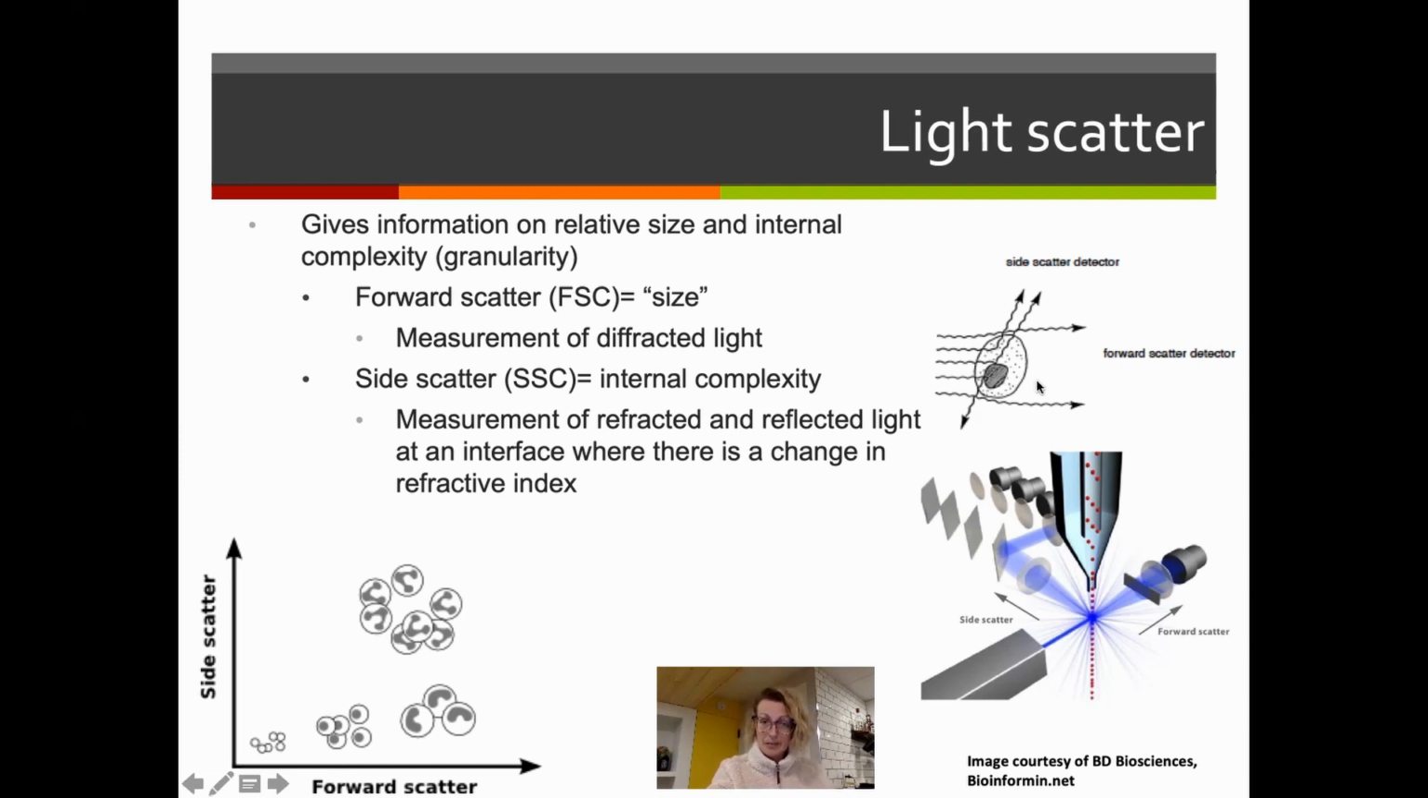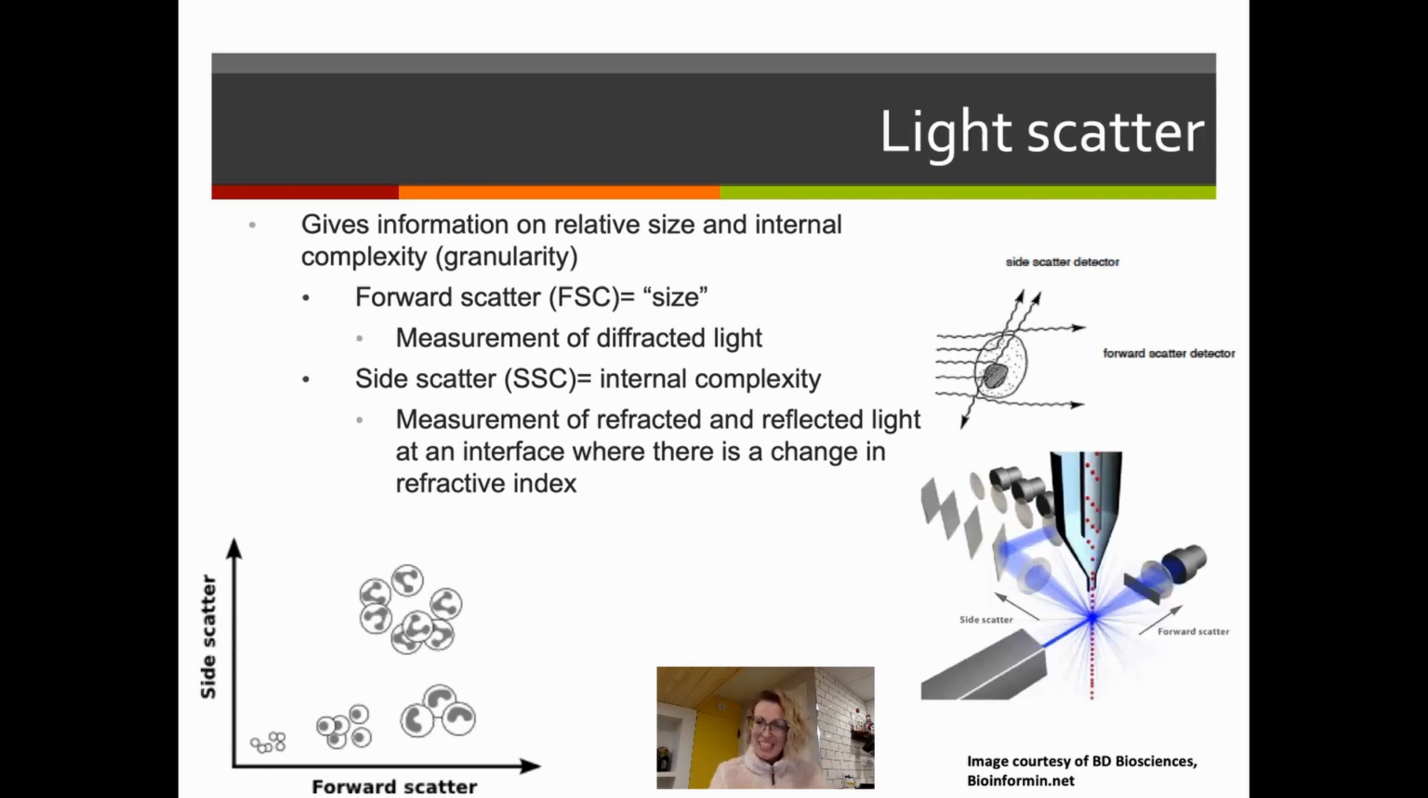Side scatter, oh, and I should say its name, forward scatter, comes from the placement of the detector. So in this case, our light source is here. Forward scatter has the detector directly forward or directly in front of the laser. So that's why it's forward scatter. Side scatter, on the other hand, is the detector at a 90-degree angle to the light source, so over here.